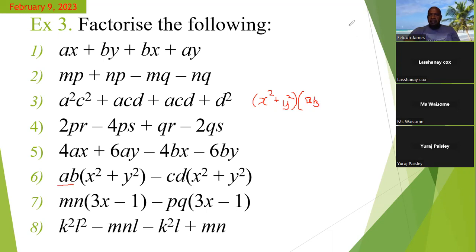So after you put AB here, then you would divide the next expression by the x squared plus y squared. You're going to be left with minus CD. So you put minus CD. And so we would finish and close the bracket. So that would be completely factorized.